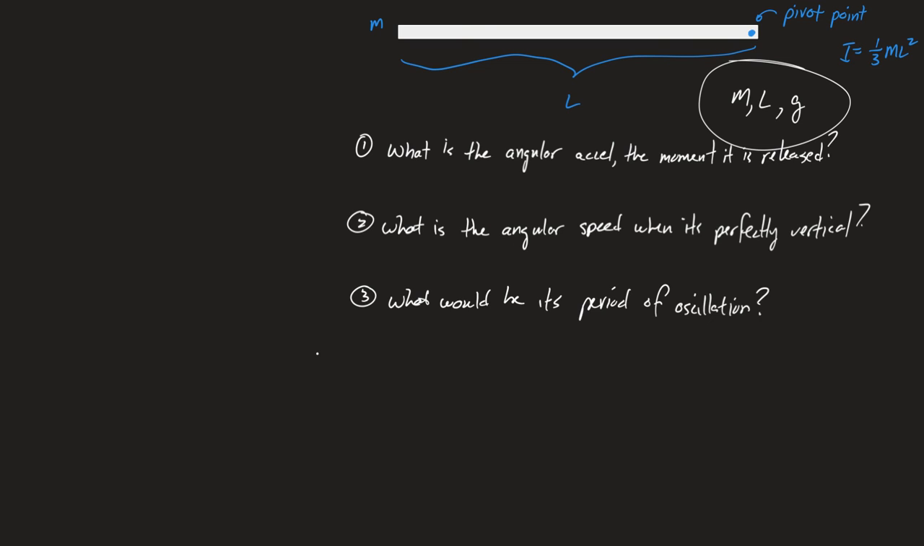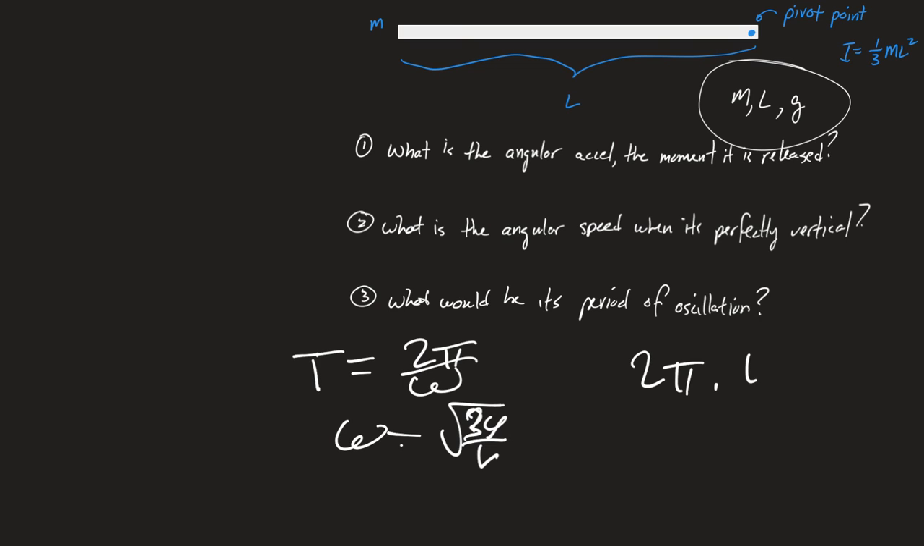Just number 3. So I knew that T was equal to 2 pi over omega, and we found omega from number 2, so we know that omega is equal to the square root of 3g over L. So what I just did is I knew 2 pi times 1 over omega, which would just be 2 pi square root of L over 3g. Okay. So I'm going to stop you. This is wrong.